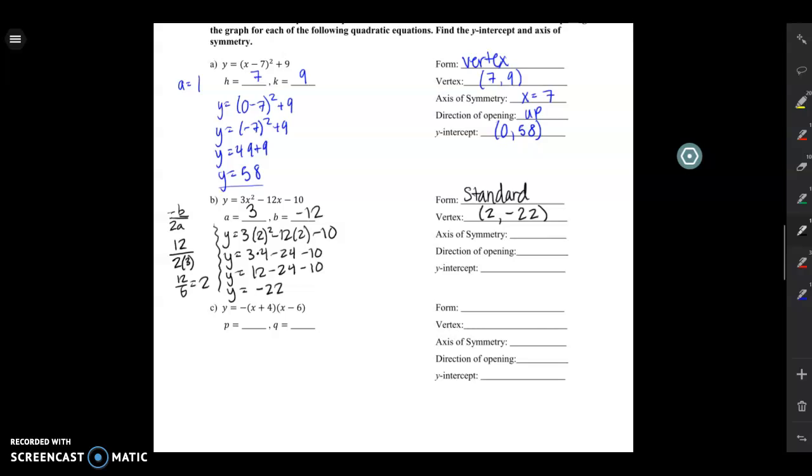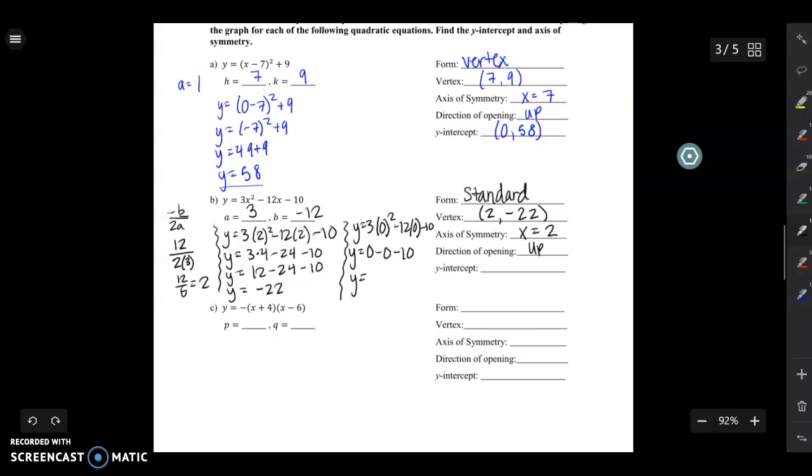My axis of symmetry is just x equals the x-coordinate of my vertex, so x equals 2. Direction of opening, so we look at a. a is positive, which means I'm going to open up. And then to find my y-intercept, I am going to come back to my equation and plug in 0 for all of my x's. Sorry, I'm kind of running out of room. So y equals 0 minus 10. So y is equal to negative 10. I'll write it as an ordered pair, (0, negative 10). And that's my y-intercept.